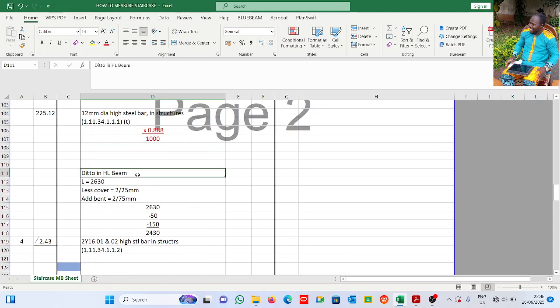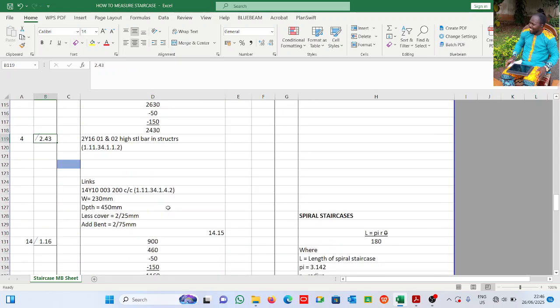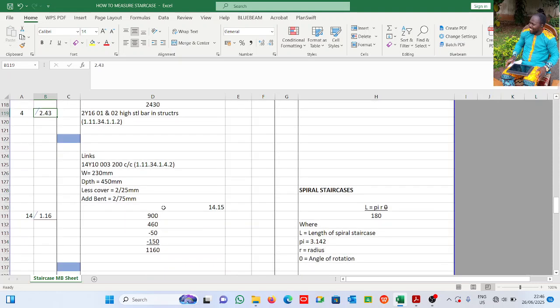Of course, the high level beam also has reinforcement. We need to calculate it, which is what is calculated here. All right, 2.43. The same thing, we need to calculate the links. All right, the beam is 230 by 450. So of course that means you know what links are, stirrups that tie the beam at different center to center. Okay, all right, so this is basically what we have here.